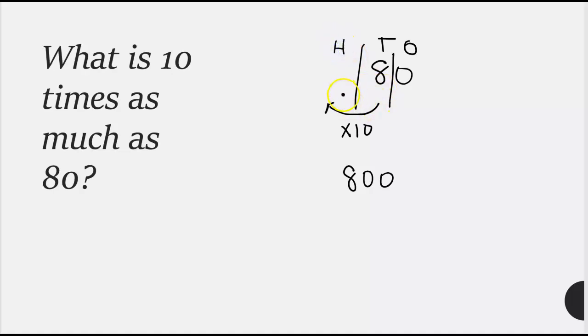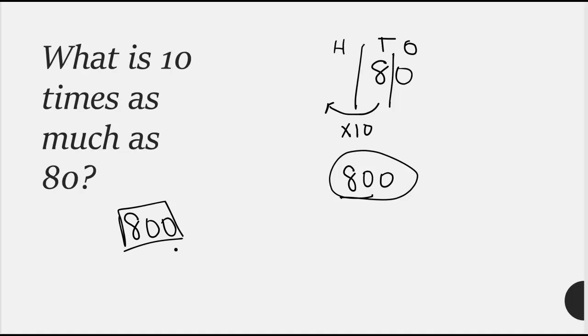place. So I moved that 8 one place. I've got to multiply by 10, which will give me 800. So what is 10 times as much as 80? 800. And that is my answer. Okay. Let's look at another one.